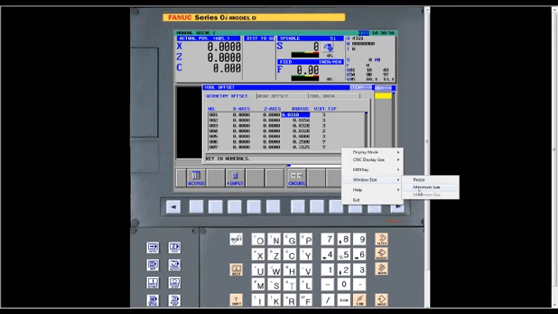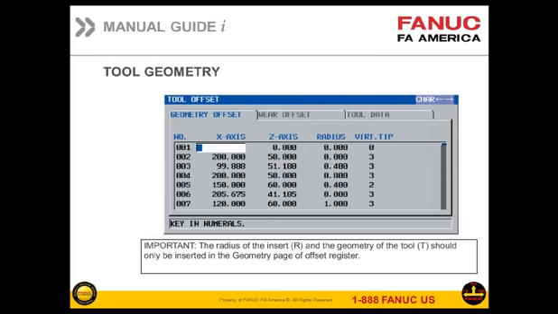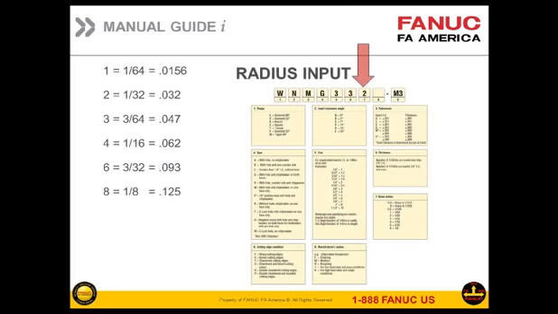We're going to get out of NC Guide for a moment, back into the PowerPoint presentation. And here it's saying tool geometry. And down at the bottom it says the radius of the insert R and the geometry of the tool should only be inserted in the geometry page of the offset register. So it's important you enter those. And what it's after in the radius input is the number of the insert that you're putting in your tool; there'll be a number associated with that.